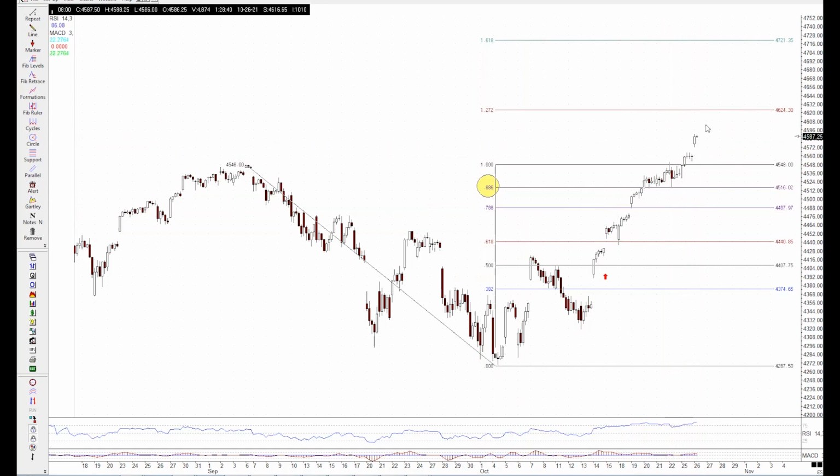So if we see some move back down, I expect some testing back around these previous highs, back around this 886. We can see some previous highs right here and a gap area. So those would be the types of areas that I would be looking for the market to come back, retest, and potentially find support and offer a buying opportunity.